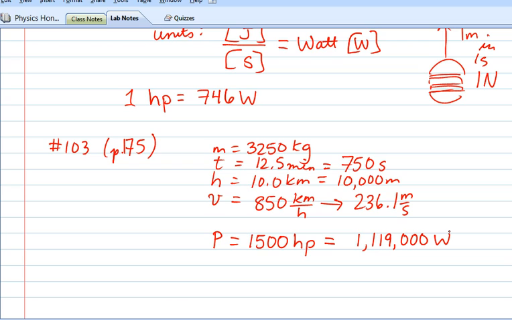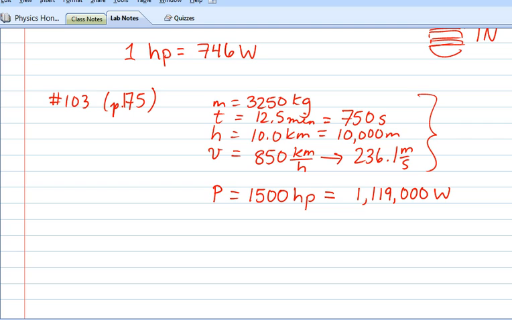What we want to find out is, given this information, how much of the 1,500 horsepower actually went into powering the plane. This is kind of a weird concept, but most of the time things are not 100% efficient. If you put 100 joules of work into something, you won't necessarily get 100 joules out of it. We're not talking too much about simple machines, but here's a quick example of how this applies to power. We know that power is work over time, and that the time is 750 seconds.